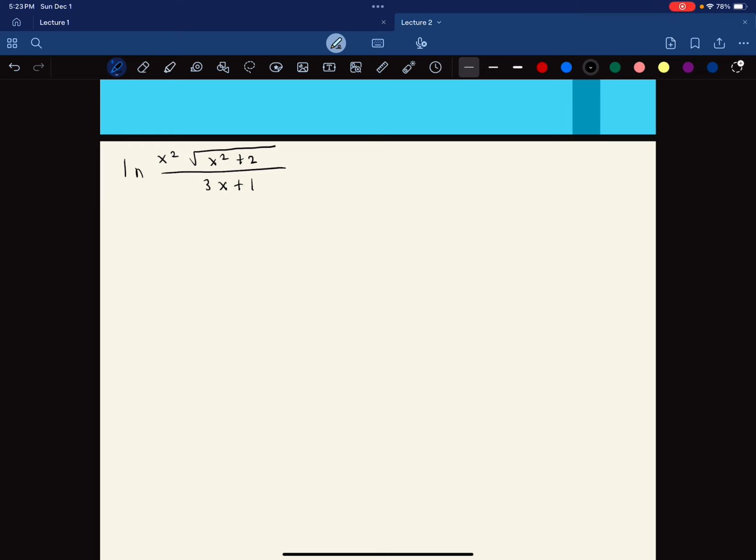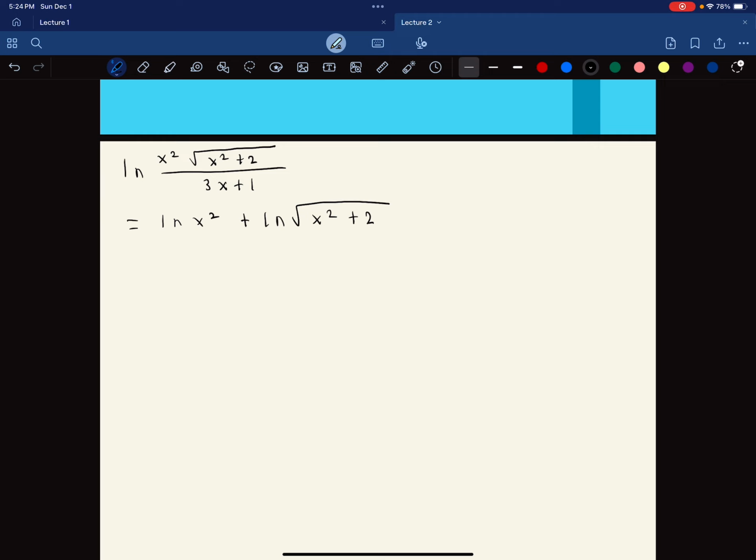Okay? So I'm not going to go over the rules of logarithms because you did that in high school. So basically, we know that x squared is being multiplied by the square root of x squared plus 2. So we can split that up, right? So we can say ln of x squared plus ln of the square root of x squared plus 2, right? And then we're dividing all of that by 3x plus 1.